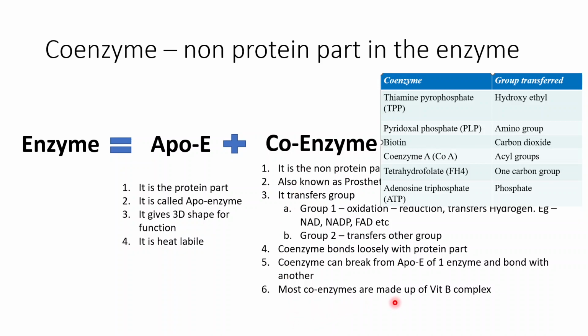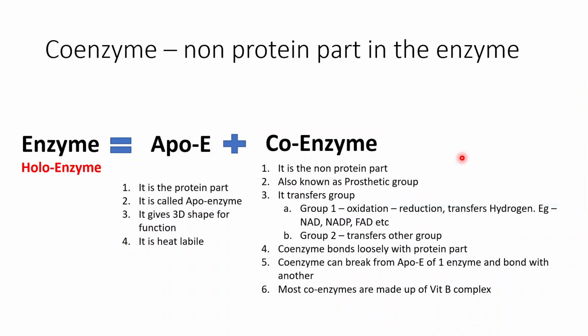Now most of the coenzymes are made up of vitamin B complex. If you see over here, these coenzymes are mainly B complex vitamins. Okay, so how do they function? That we will study in vitamins. Okay, so these are the functions of apoenzyme and coenzymes.